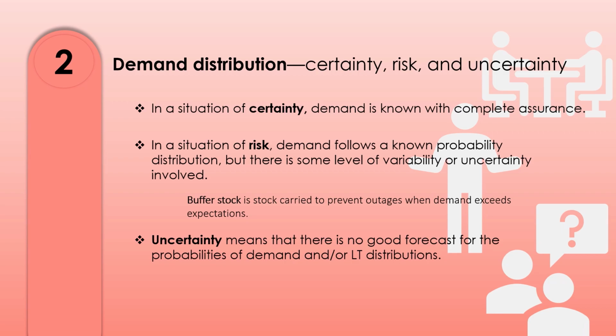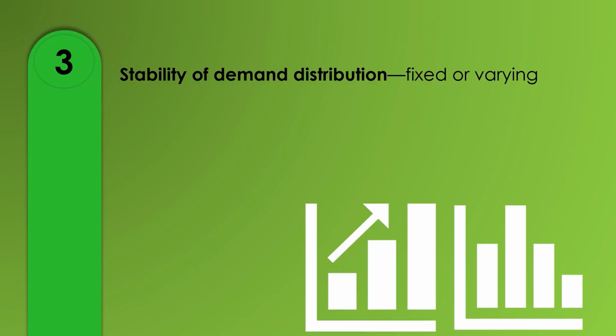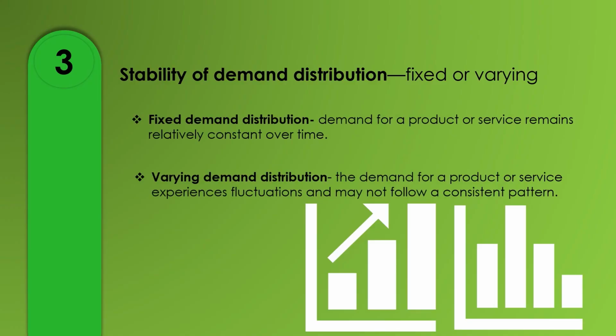Now let's go to stability of demand distribution, which is either fixed or varying. Fixed demand distribution means that demand for a product or service remains relatively constant over time, while varying demand distribution means that the demand for a product or service experiences fluctuations and may not follow a consistent pattern.